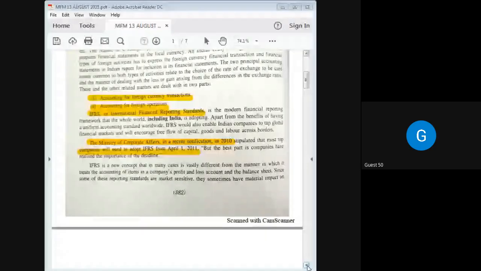According to the Ministry of Corporate Affairs, it is now compulsory for companies of India to follow the IFRS rules for preparing international accounts. IFRS is a new concept, mainly different in the manner in which it treats items in the company's profit and loss account and balance sheet.